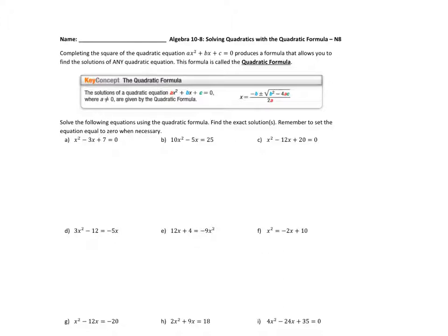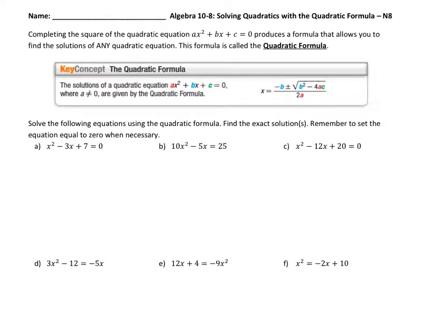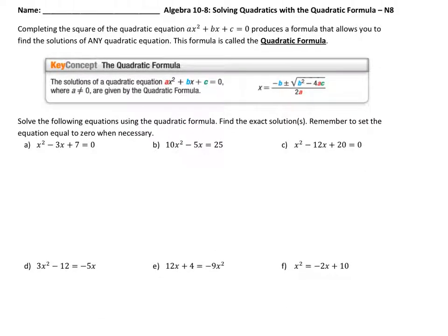Completing the square, yesterday's notes, of the quadratic equation ax squared plus bx plus c equals 0 produces a formula that allows us to find the solutions to any quadratic equation. Any. So it doesn't matter if you can't factor any other way. The quadratic formula will always work. So if we start in standard form, ax squared plus bx plus c equals 0, we can take our a, b, and our c, those three coefficients and the constant, and plug them into this formula.